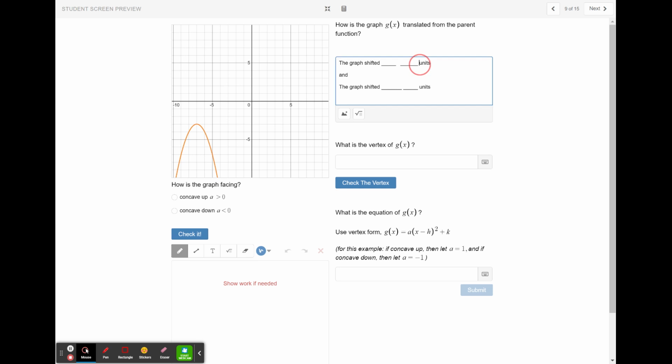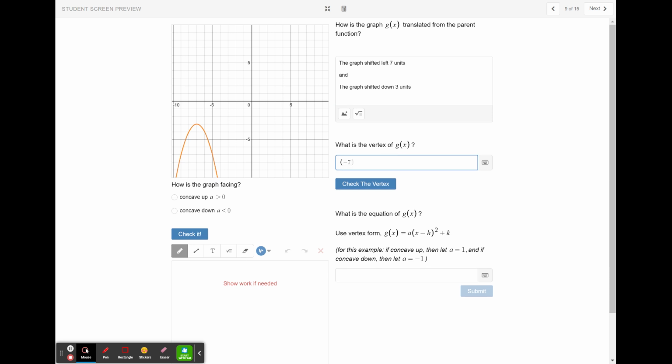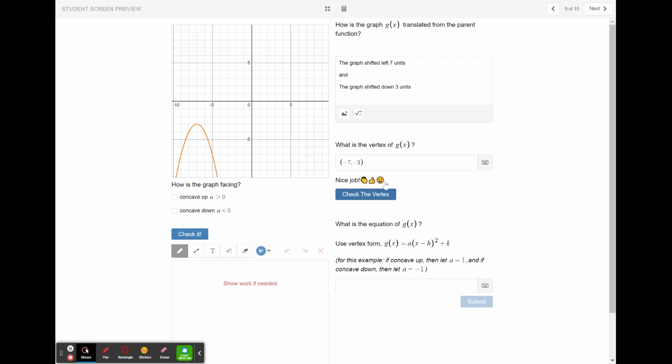Same thing here from the origin. If you notice what I'm going to write, I have to go left 7 units. And instead of going up, I have to go down 1, 2, 3 units. So what does left mean in math? It means negative 7. What does down mean? It means negative 3. That's my ordered pair.